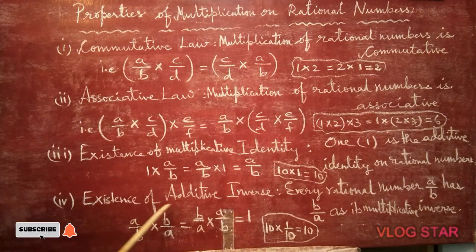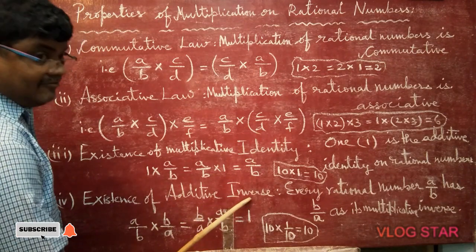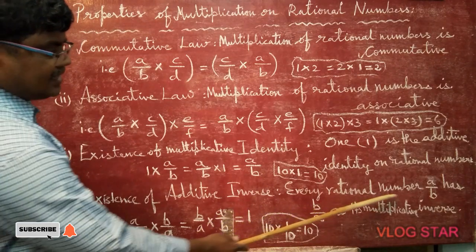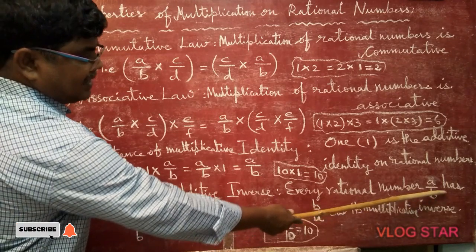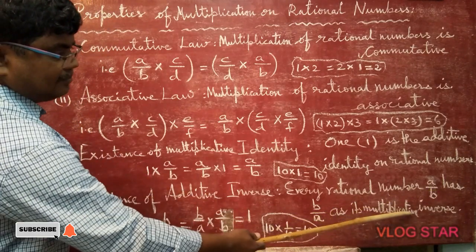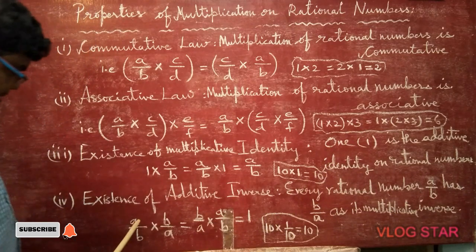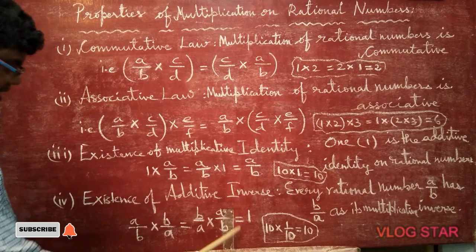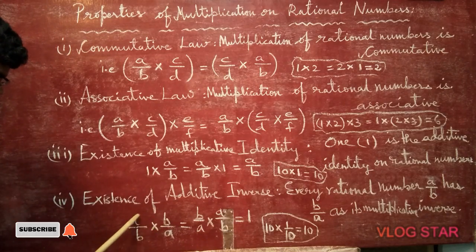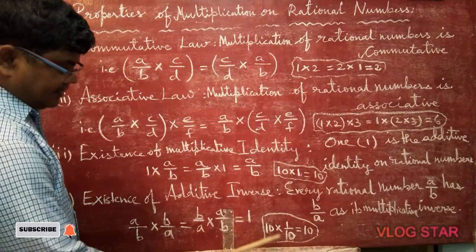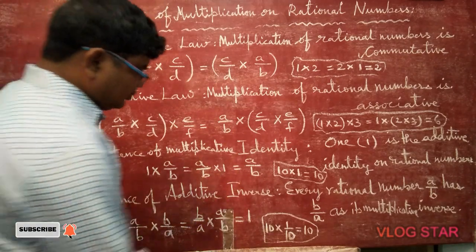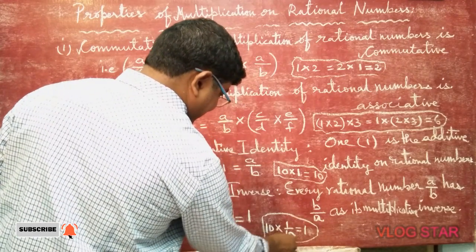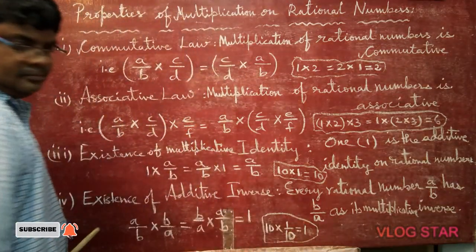Fourth one, existence of multiplicative inverse. Inverse means reverse. Every rational number A by B, its reverse is B by A, which is its multiplicative inverse. A by B into B by A or B by A into A by B, how much will you get? 1. How? B gets cancelled, A goes in A, and 1 only will come. Say 10 is there: 10 into 1 by 10, the answer should come 1. So 10 cancels, equal to 1.